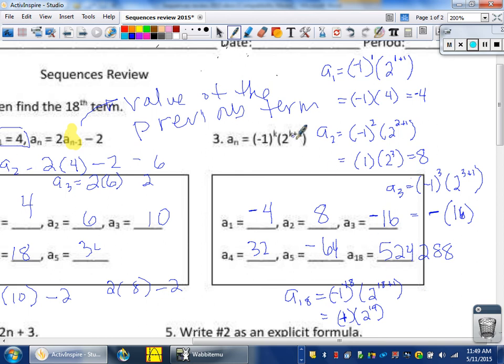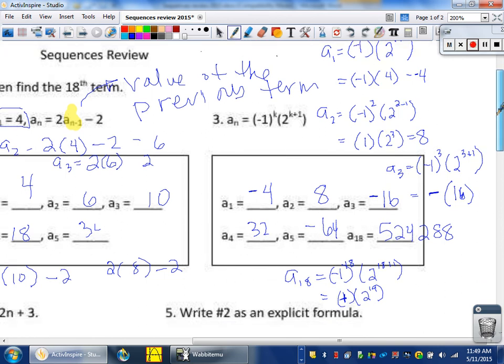So whenever they give you a formula and you want some terms, unless it's recursive, you just plug in 1, 2, 3, 4, 5, and you figure out everything. So it'll be a positive because negative 1 to the 18th is a positive 1 value. Okay, pretty straightforward, not too tough.